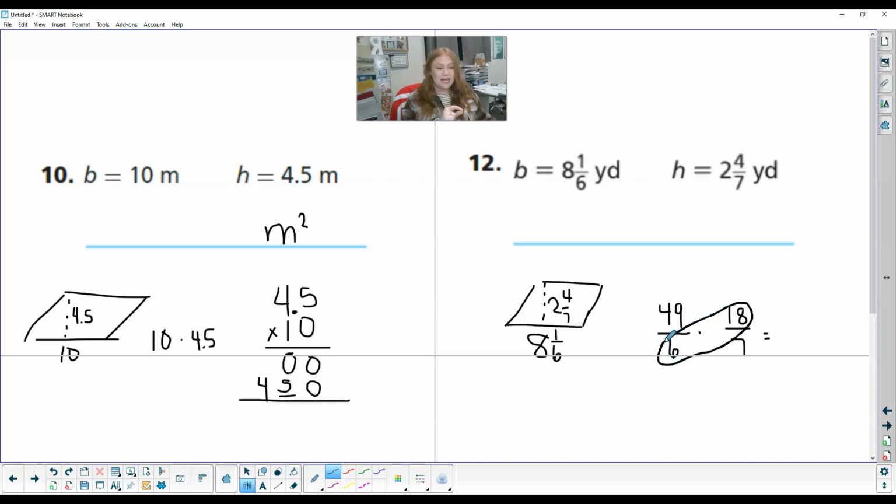I've got 18 and 6. I can simplify those. What goes in a factor of 18 and 6? We've been practicing factors. So 6 goes into both of those. 6 goes in there 1 time. 6 goes in there 3 times. Now I can look this way, and 7 is a factor of both of those. 7 goes in there 1 time, and 7 goes into 49 7 times. This is a much simpler problem. 7 times 3, 1 times 1, and simplify will give me my answer in yards squared.